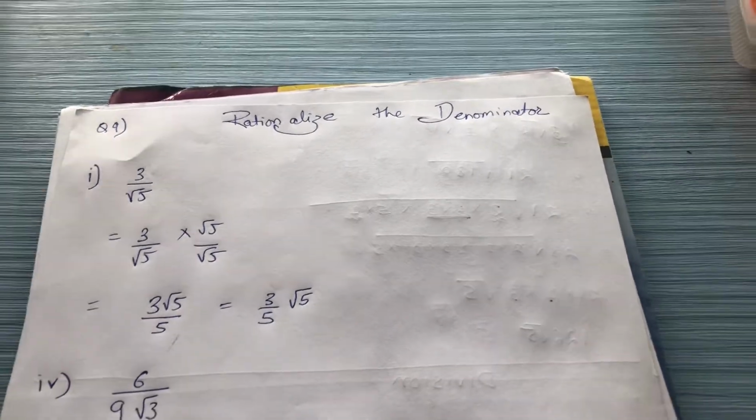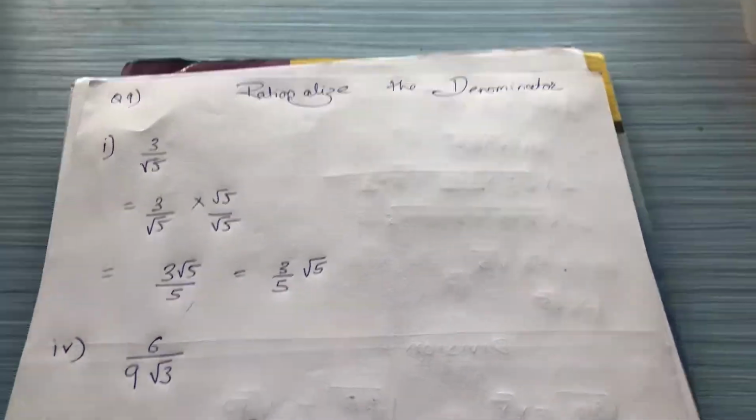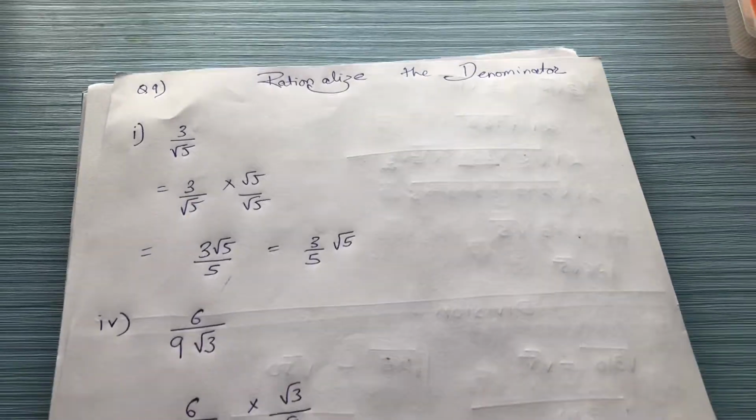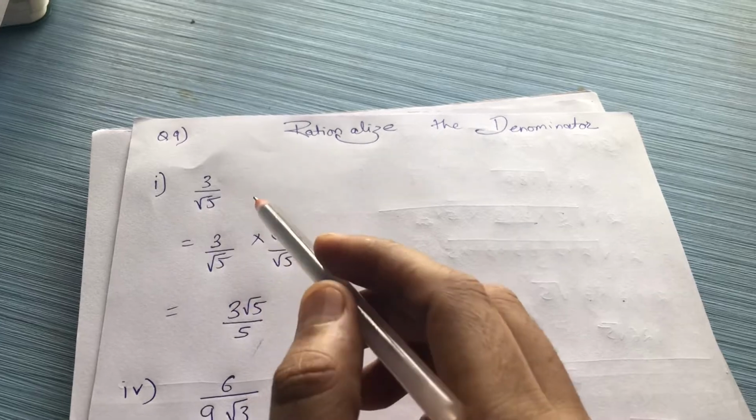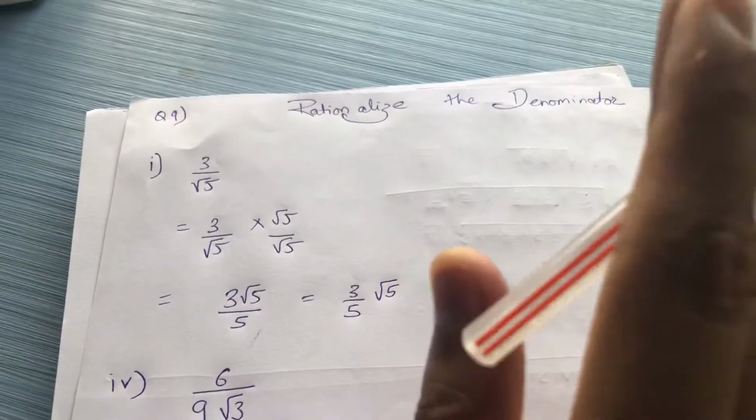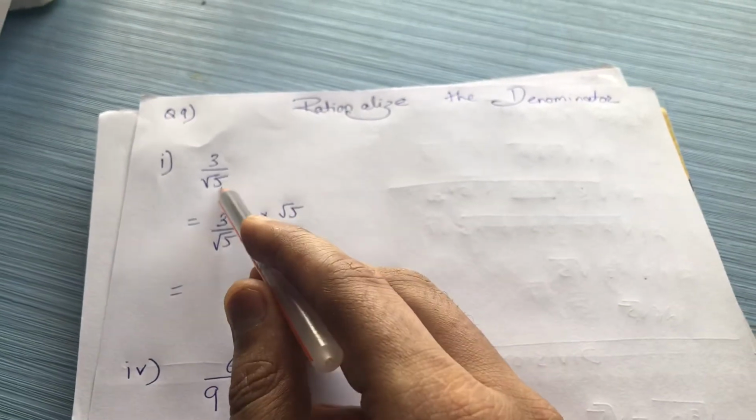Rationalize the denominator. Rationalize the denominator means take out the radical sign from the denominator. You don't want this root sign in the denominator. Only that you have to do. Now how will you get rid of this root sign?